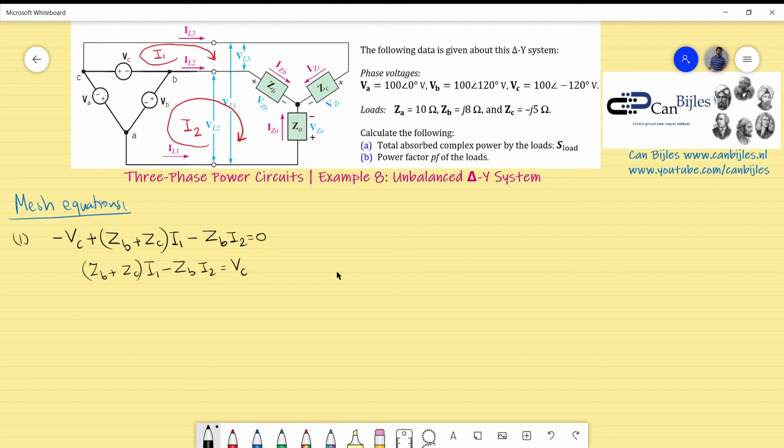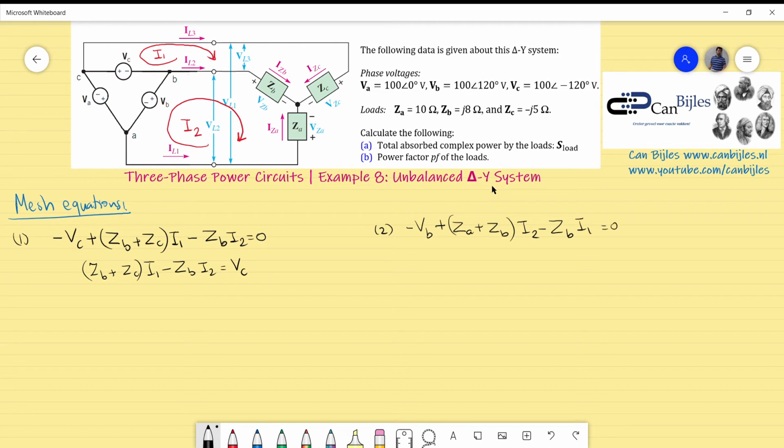Let me write the second equation on the right side. The second equation I can develop from point A. So I will have minus VB, and then ZA plus ZB will see I2 as a positive current, but for ZB I1 is in the opposite direction. So what I have is the following: minus VB plus ZA plus ZB times I2 minus ZB times I1, which equals 0.